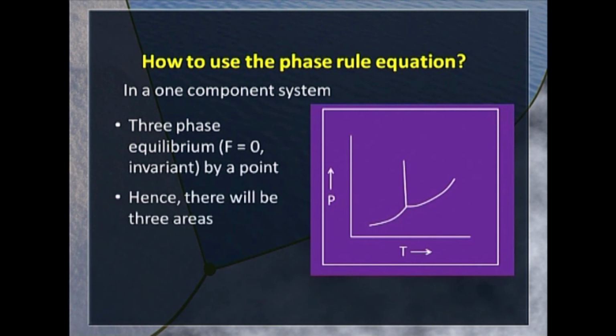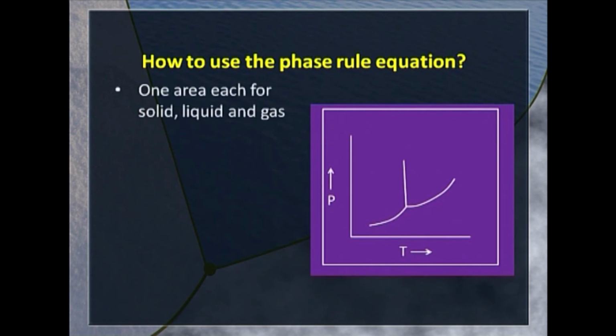Hence, in the diagram for a one component system that has one solid phase, one liquid phase and a gas phase, there will be 3 areas, there will be 3 lines and a point. So, one area each for solid, liquid and gas. And in this diagram, you will see 3 areas 1, 2, 3. Now, how will you identify where the solid or the liquid or the gas phase exist in this?